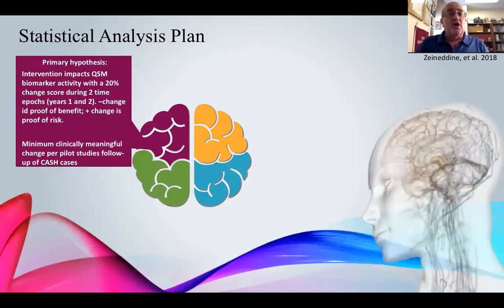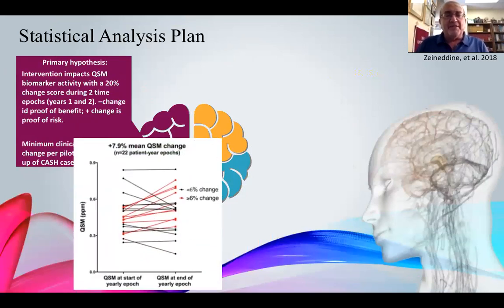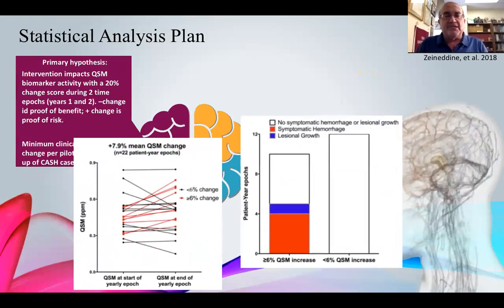So the statistics I'm not going to spend a lot of time on, but basically we're gonna measure what happens at the beginning versus year 1 and at year 1 versus year 2. We're gonna plot these graphs, and the goal is to make you like the black cases, not like the red cases. So we want the drug to make you not increase your QSM. So the goal here is to make your lesion not leak. Next slide.